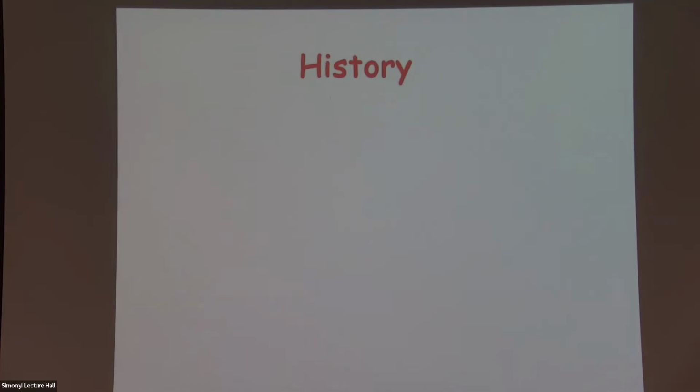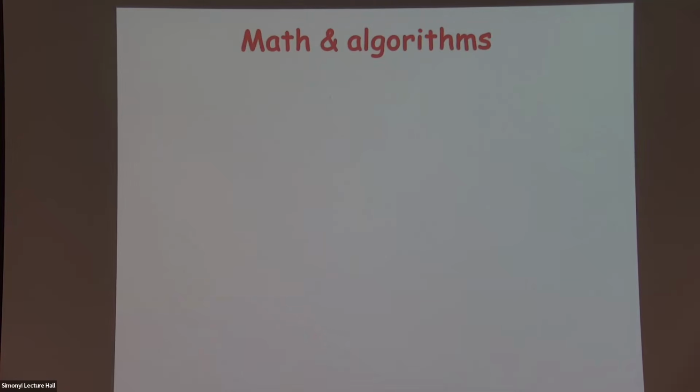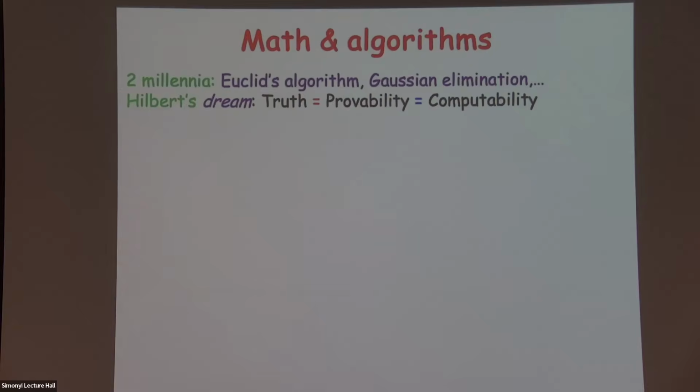Let me go to the history of the problem, and again, I'll do it very briefly. It's really about the connections between math and algorithms. They have always lived together since the dawn of time. We had algorithms very early on. Even Gaussian elimination was invented by the ancient Egyptians.